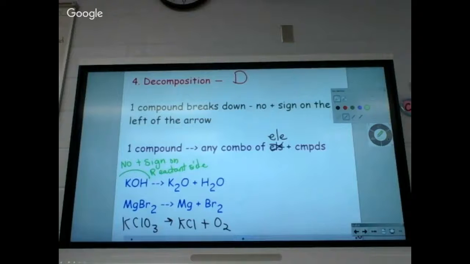Will it always be on the left side? Only if it's decomposition, okay? Does everybody have what they need? Or do I need to wait? Let's see, one or two still writing.